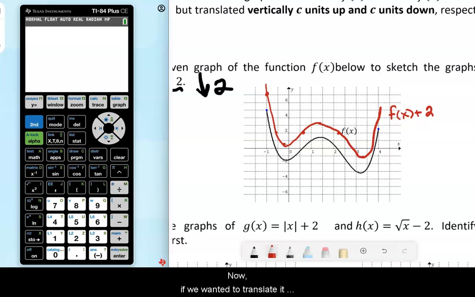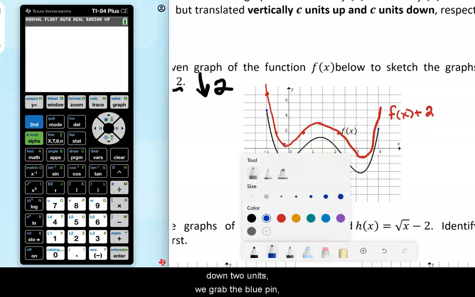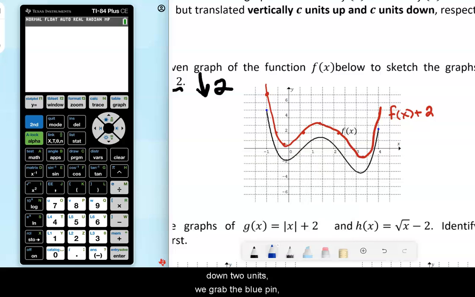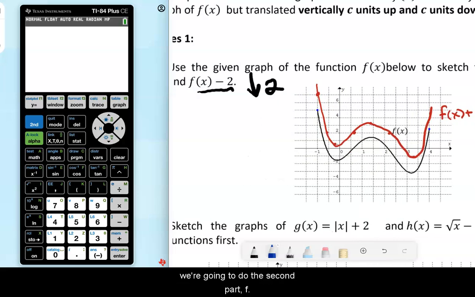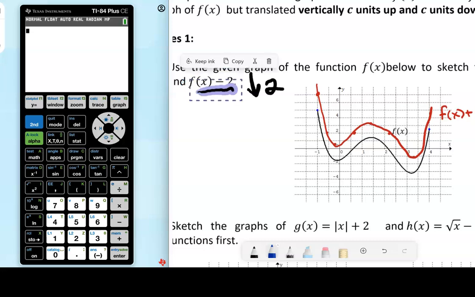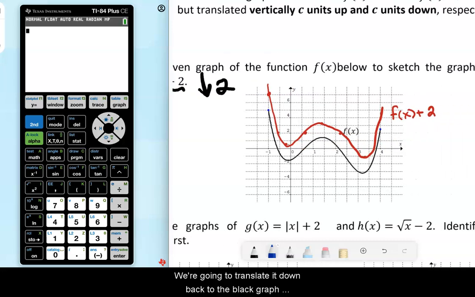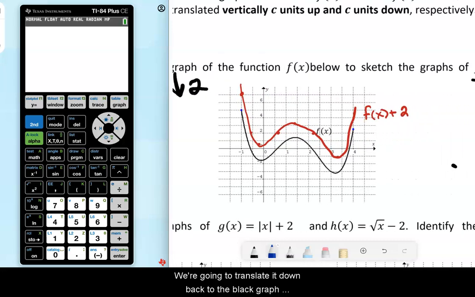Now, if we wanted to translate it down 2 units, we grab the blue pen. We're going to do the second part, f of x minus 2. We're going to translate it down back to the black graph, and we're going to translate each of these points that were on the original graph down 2. So 1, 2. I'm going to just take my minimum here. I'm going to drop it down. 1, 2. Once again, I'm estimating.